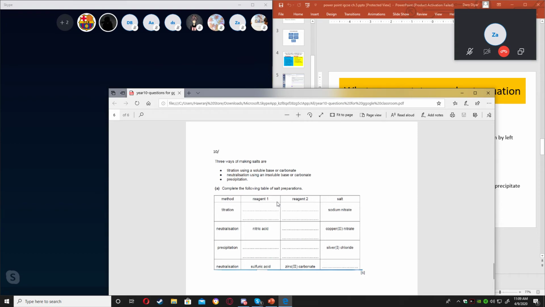Reversible, detecting ammonia, reversible reaction, neutralization, indicators, and no neutralization.